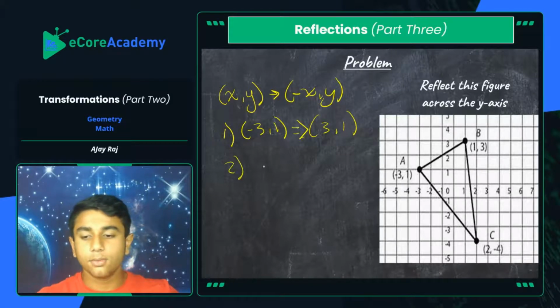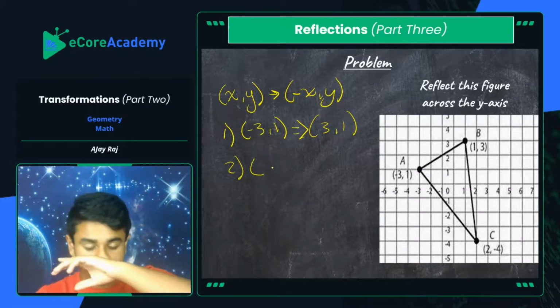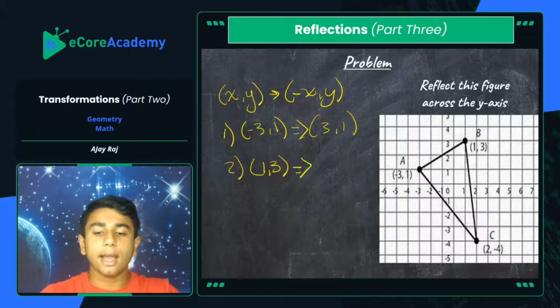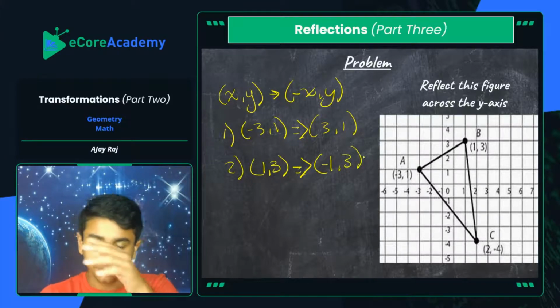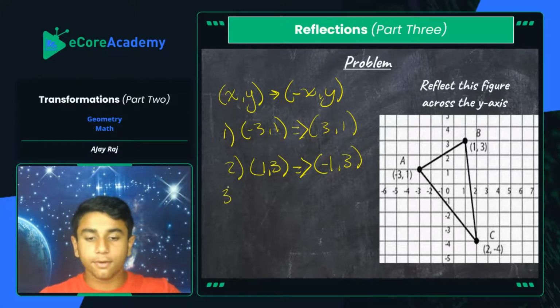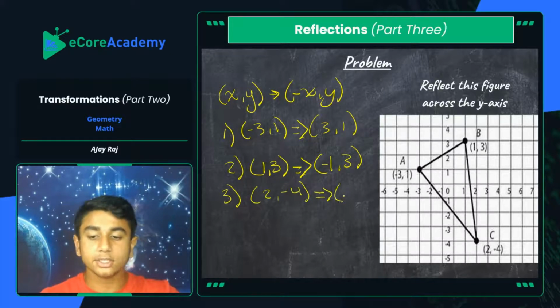And then for the second one, we have 1 comma 3. I'm just moving clockwise here with my points. So it moves from 1 comma 3, which is indicated by point B, to negative 1 comma 3, because all we're doing is changing the x value, but keeping the y value the same. And then for our final third coordinate, we have 2 comma negative 4, now mapping under a reflection across the y-axis to negative 2 comma negative 4.